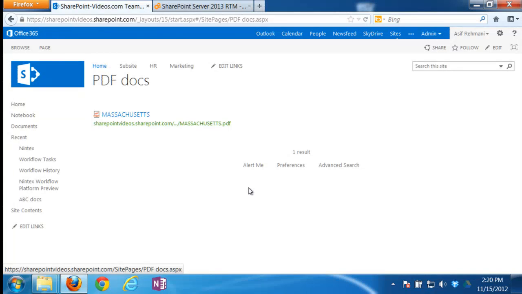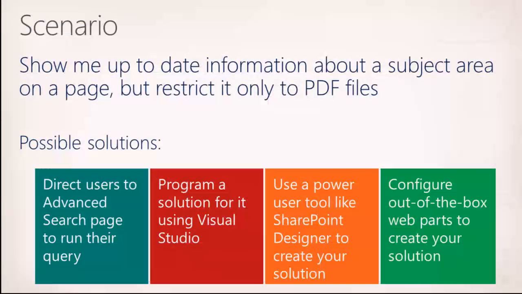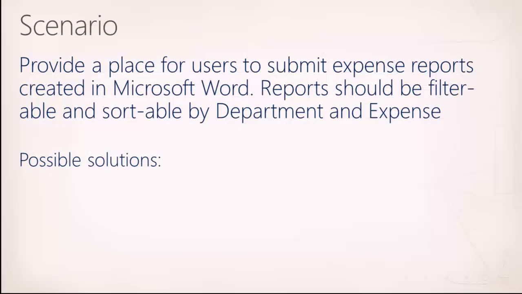Okay, so that's one. That was a scenario. Now, let's see. Wrong thing here. Second thing over here. We're going to go even deeper now. Provide a place for users to submit expense reports created in Microsoft Word. Reports should be filterable, I don't know if that's a word, but anyway, filterable and sortable by department and expense.